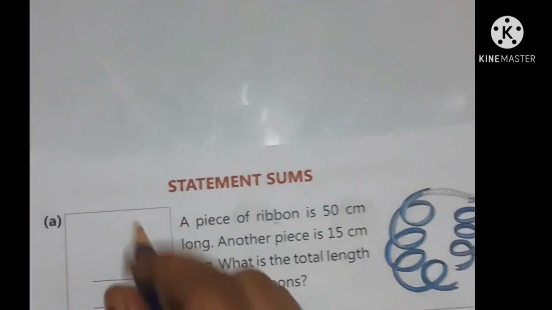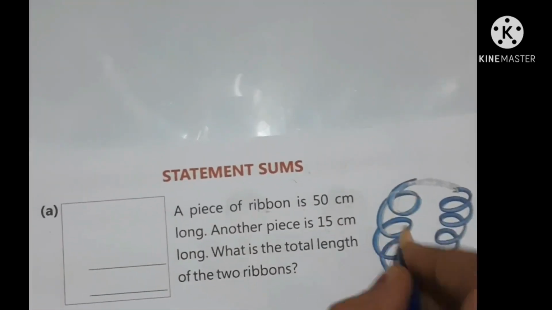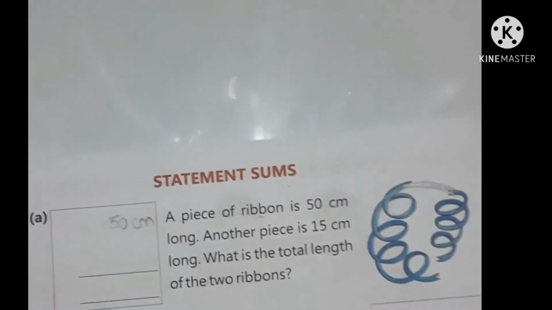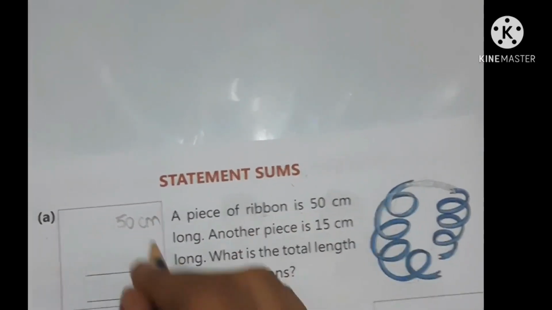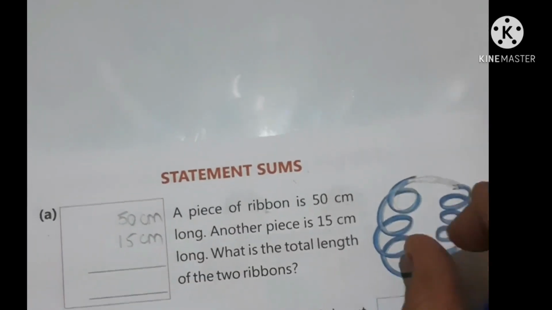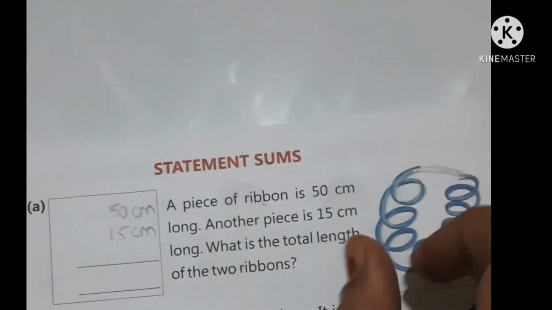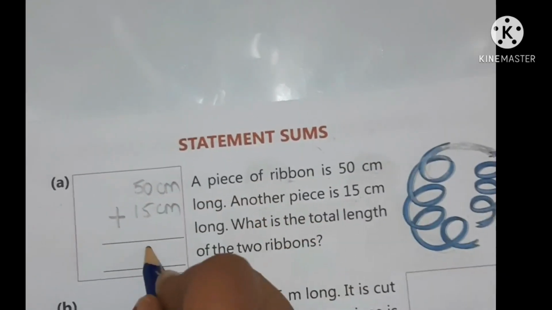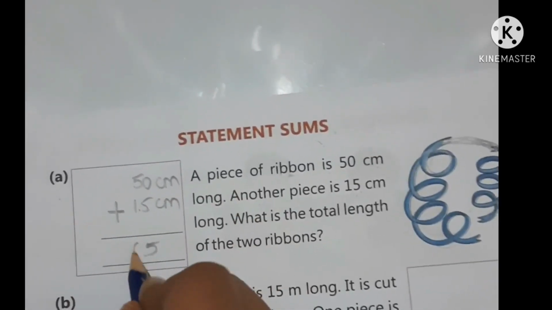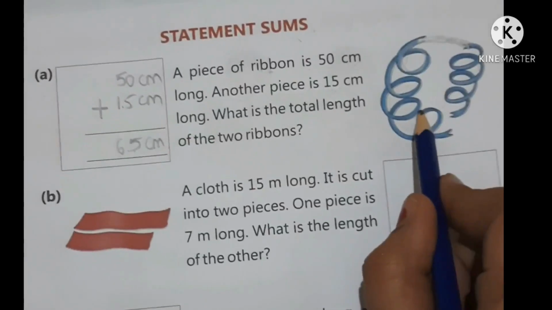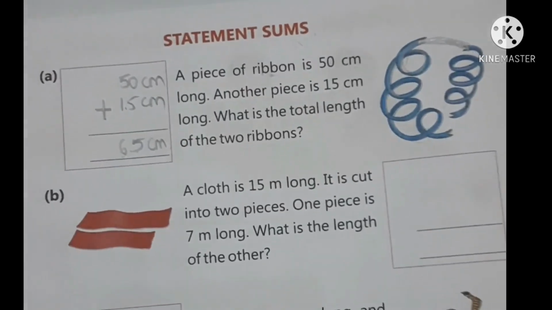So let us write. What is the length of first ribbon? 50 centimeters. And the second one is 15 centimeters. They are asking if we join these two, what will be the total length? So we are adding this. 0 plus 5 is 5. 5 plus 1 is 6. So 65 centimeters is the total length of the two ribbons.